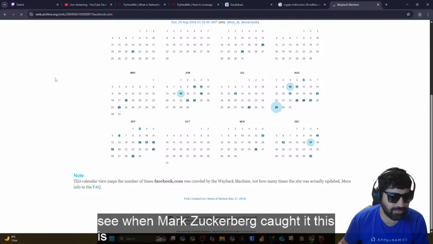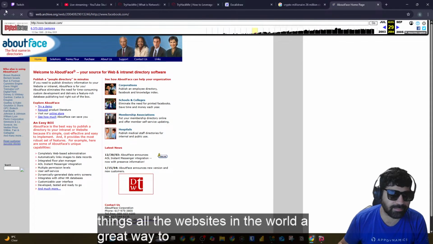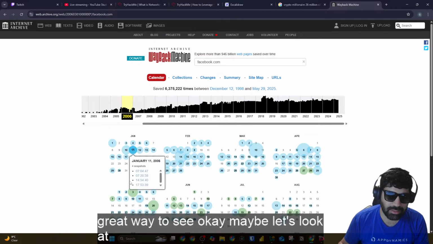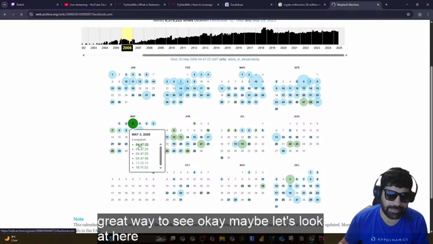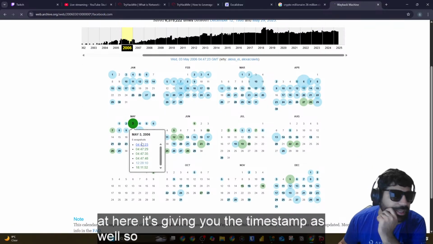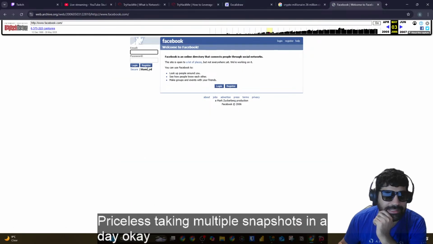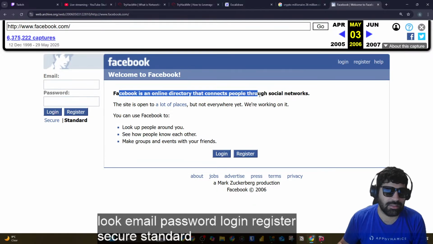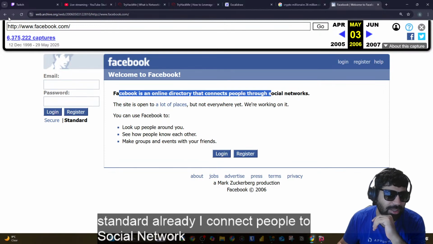This is basically an archive of all the websites in the world. A great way to see. Okay, maybe let's look at here. It's giving you the timestamp as well, so it was taking multiple snapshots in a day. Okay, this is how Facebook used to look. Email, password, login, register, secure, standard. Online data that connects people to a social network. Pretty cool, right? This is how the world used to be.